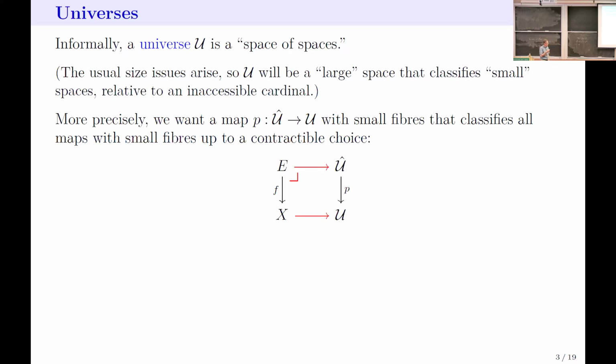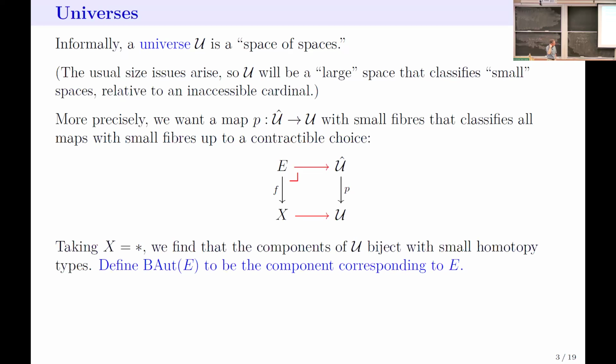There should be a unique way to write it as a pullback up to contractible choice. So let's go with this and see what it tells us about this map. If we take X to be a point, that means E is just some small space.